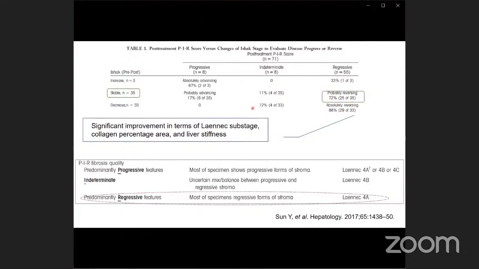Actually, these cases show significant improvement in terms of Laennec substage, collagen percentage area, and the liver stiffness score. So, regressing features correlate well with other parameters of fibrosis regression. And the PIR fibrous scoring was compared with Laennec staging, and the predominant regressive features are mostly Laennec 4A. In contrast, the predominant progressive features are mostly Laennec 4C. Indeterminate are Laennec 4B. So there is some correlation between PIR fibrous scoring and the Laennec scoring.